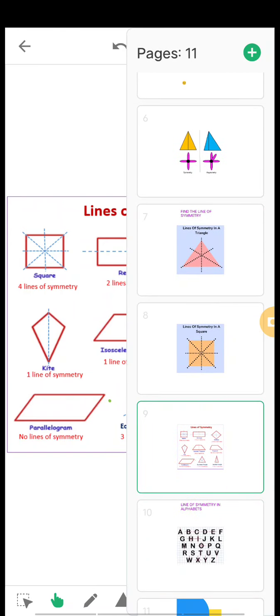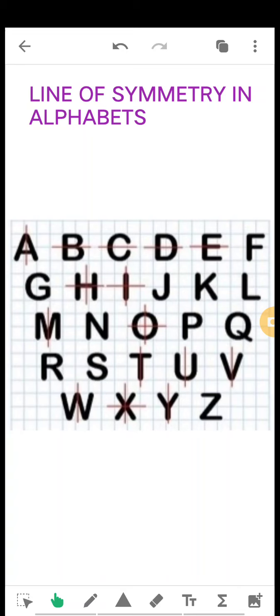Now, line of symmetry in alphabets. Students, here you can see that alphabets also can be divided into one or two equal parts. Some lines are vertical and some lines are horizontal. So here you can see some examples. G, J, K, L, F, N, P, Q, R, S and Z. These alphabets have no line of symmetry.